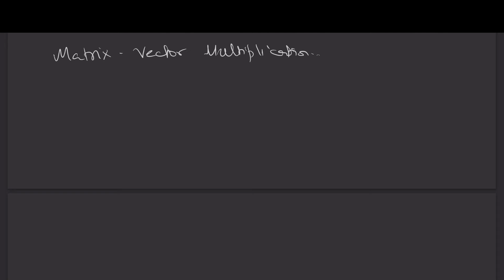Let's take for example a matrix which has order 2 by 3 and a vector of order 3 by 1, which has 3 rows and 1 column. After applying the multiplication, we get another vector which will have 2 rows and 1 column.